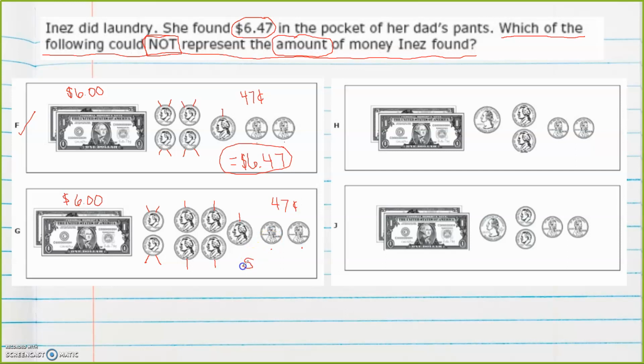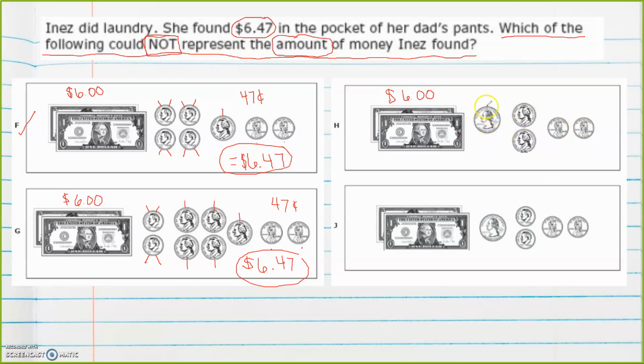my total right here is $6.47. But remember, we're looking for which one is not $6.47. So let's go over to H. Right here I have a 5 and a 1, which gives me $6. Now let's count up our coins.